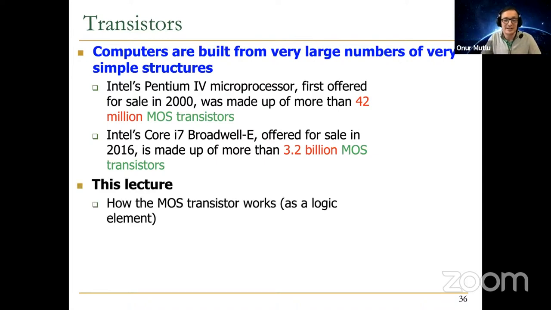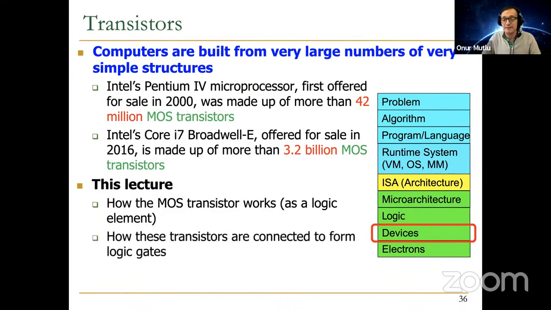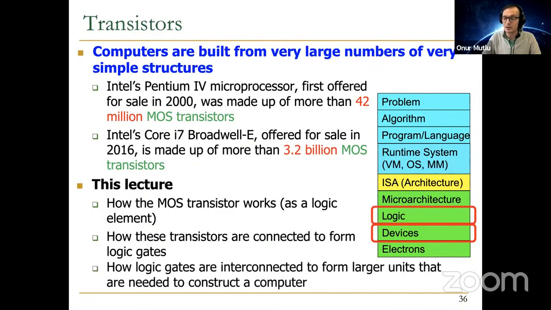So in this lecture, we're going to look at how the metal oxide semiconductor, or MOS, transistor works as a logic element. So we're going to really start with that device, but we're not going to look at the device principles of how it really operates. That's really not the subject of this course. And then we're going to talk about how these transistors are connected to form logic gates. So we're going to move into the logic layer. And then we're going to talk about how logic gates are interconnected to form larger units that are needed to construct a computer.